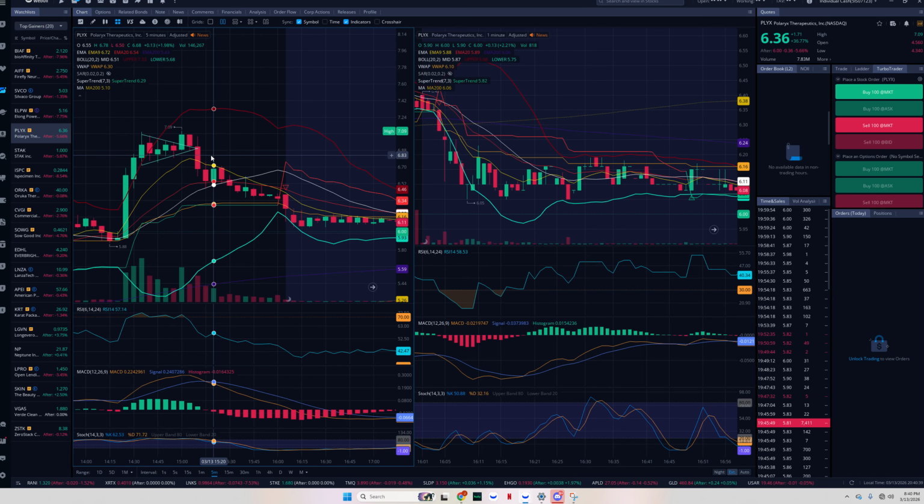Now this flip dumped this stock 30 cents. If this was Tesla, that wouldn't be a lot. But because this stock is only $6, 30 cents is a lot. That's a 5% dump. If Tesla dumped 5% in one day or one candle, it would be the talk of the town for weeks. So they dumped 5% in one candle.